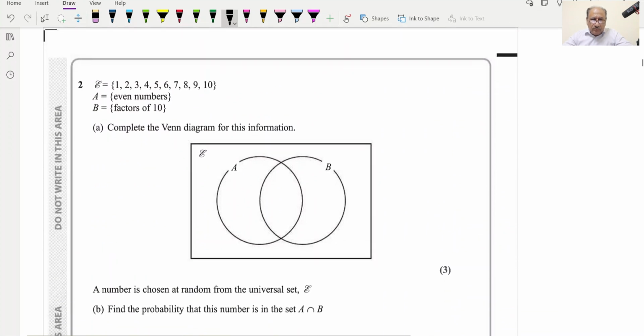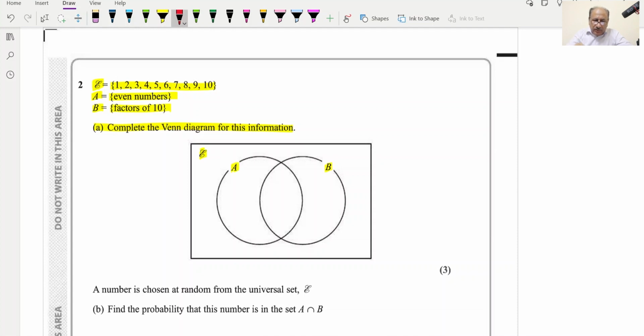Now this is question number 2. Question number 2 says the universal set is 1 to 10, A is even numbers, B is factors of 10, and we have to complete the Venn diagram for this information. They have provided the universal set, and set A and set B.